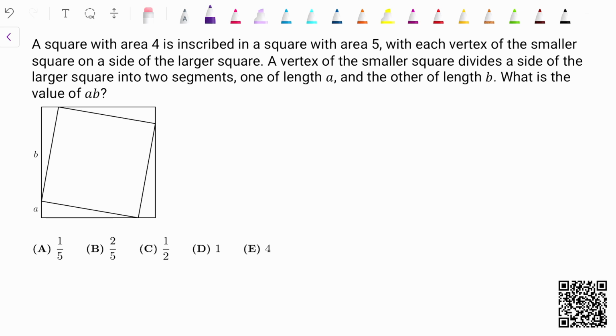This is problem number 25 of the 2012 AMC8. A square with area 4 is inscribed in a square with area 5, with each vertex of the smaller square on a side of the larger square. Each vertex of the smaller square divides the side of the larger square into two segments, one of length A and the other of length B. What is the value of AB?